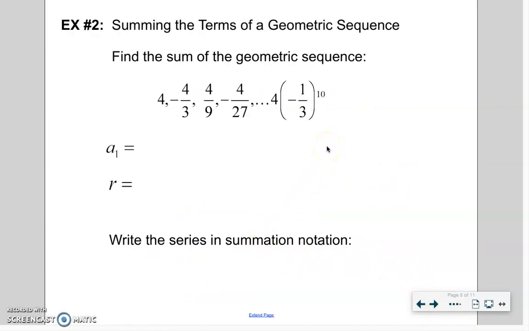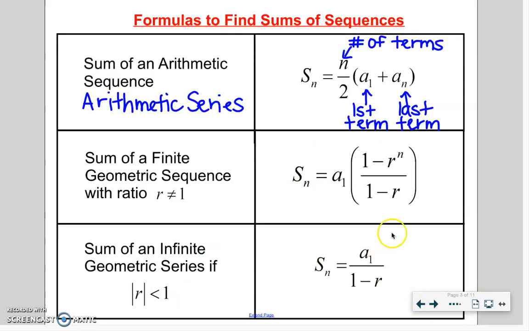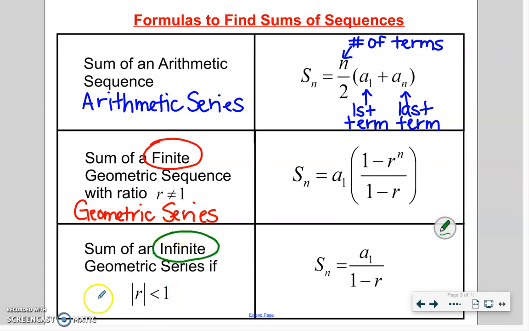Okay, so now we need to go back and look at that formula for geometric series because we're about to do a problem with that. There are 2 formulas actually for a geometric series. These are both for a geometric series, but one is for a finite series and one is for an infinite series.